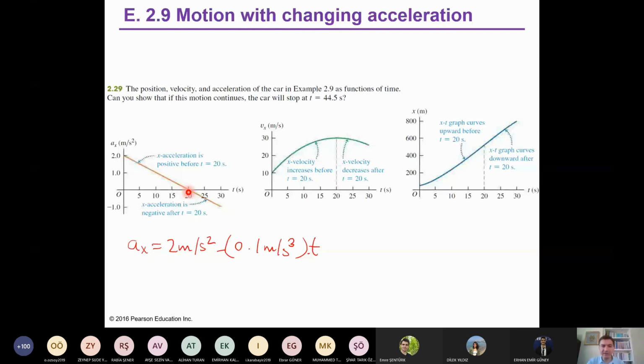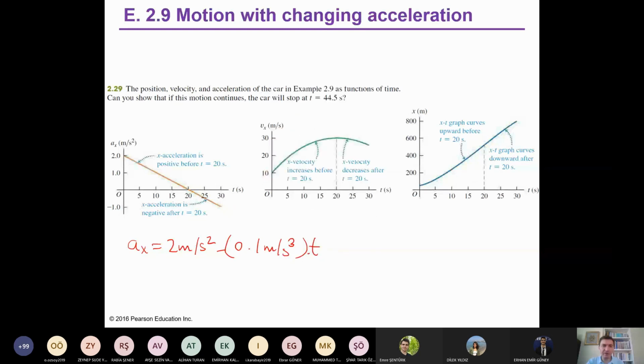After this time, acceleration will be negative, because here I have much bigger values of time, and this term will be bigger than the first term. Then finally, we will have negative acceleration. You see, this is the acceleration versus time graph. And here we have the velocity versus time graph. What do you see here?